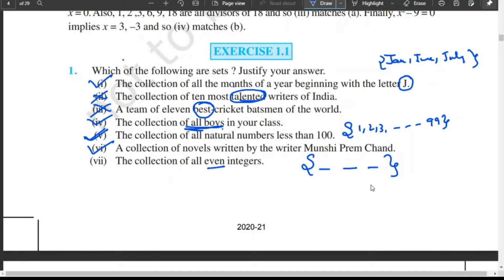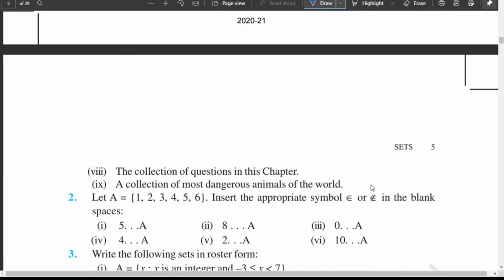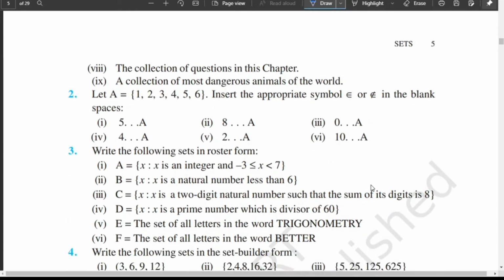Collection of all even integers. Yes, it can be a set. It will be even integers, an infinite set. Go on writing it. So yes, it is a set. We still have questions here. The collection of questions in this chapter. So many questions are there, but definitely it is a set. You can write all the questions written in this chapter. So it is well defined, very much a set.